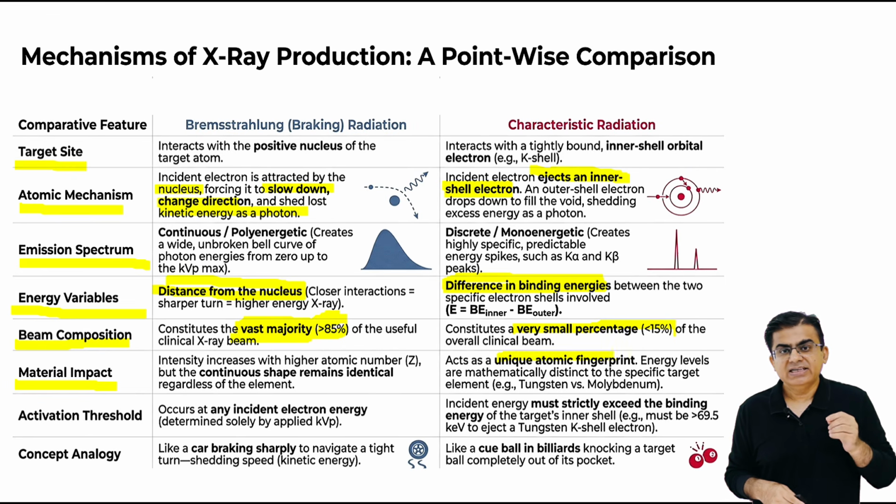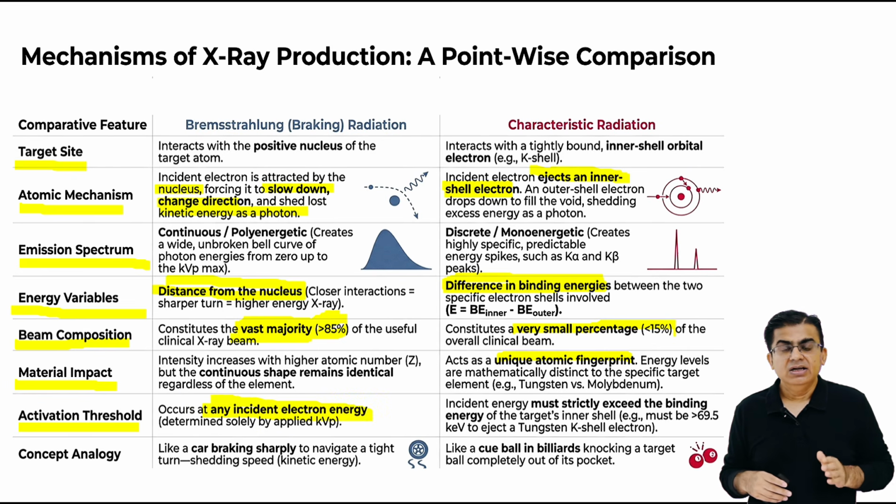Now let us discuss the activation threshold. Bremsstrahlung radiation does not have a minimum starting requirement. It occurs at absolutely any incident electron energy. Characteristic radiation, however, has a very strict activation rule. The incoming electron must carry an energy strictly greater than the binding energy of that specific inner shell. For our clinical tungsten target, this incoming energy must be strictly greater than 69.5 keV.